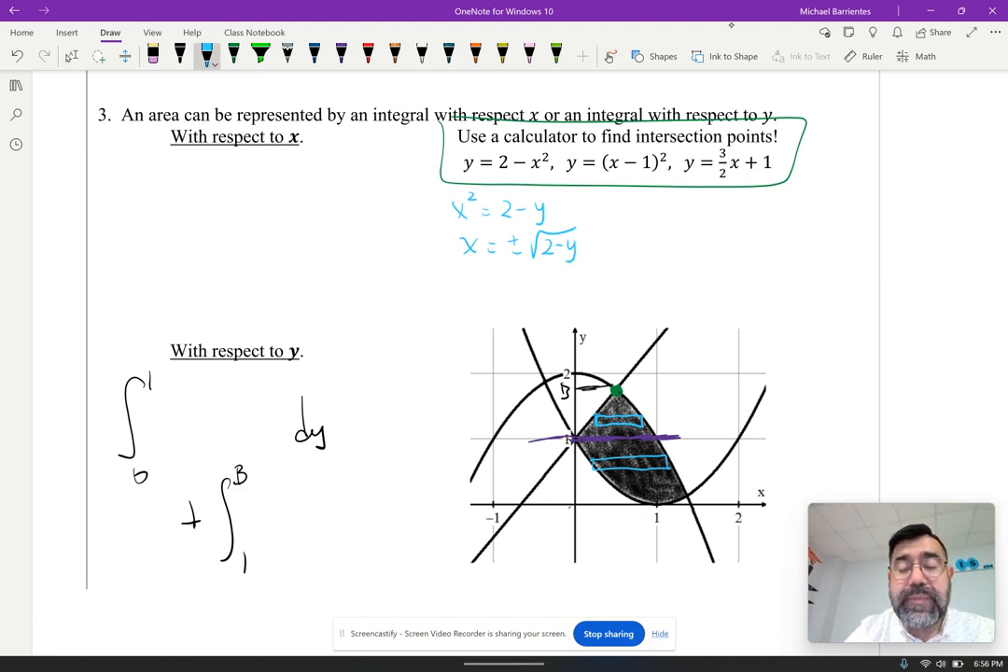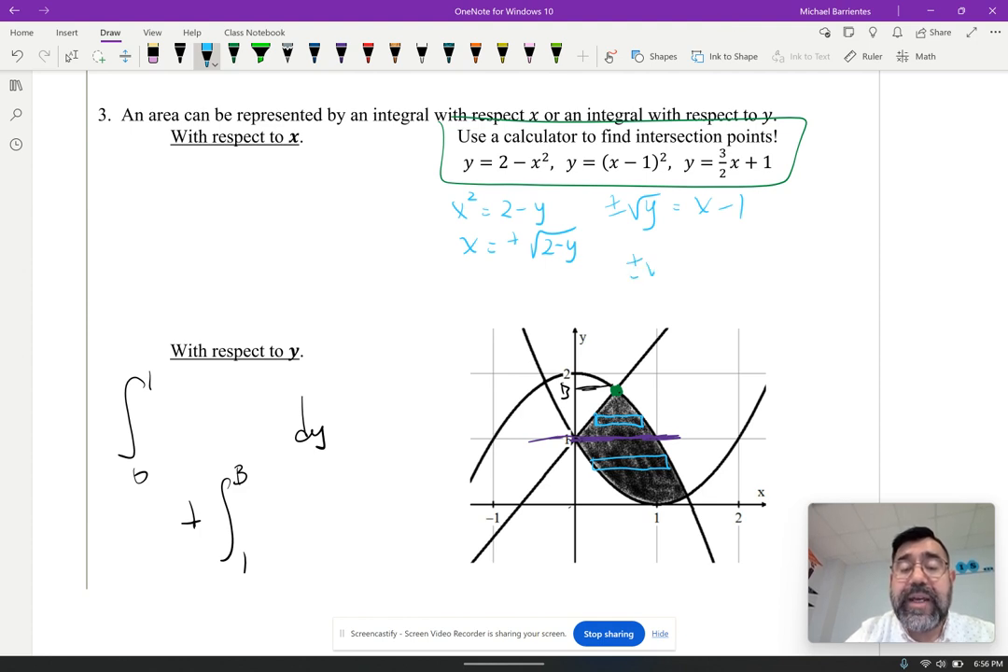But I want the positive part, where x's are positive. So that means I don't need to worry about the negative part. So this is just positive there. And then for this one, I need to solve for x. So I'm going to take the square root of both sides. So that's positive or negative square root of y equals x minus 1. And then I'm going to add the 1 over.